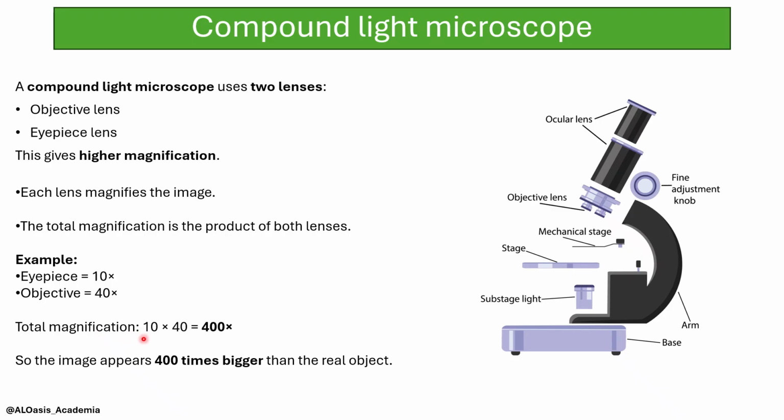So the eyepiece makes things 10 times bigger, and then the objective lens makes the object 40 times bigger. So in total, you will see the object 400 times bigger than it is in real life. And that's why it's very useful to use compound light microscopes to study cells and tissues, because you would be able to see them very clearly and study them in the lab.